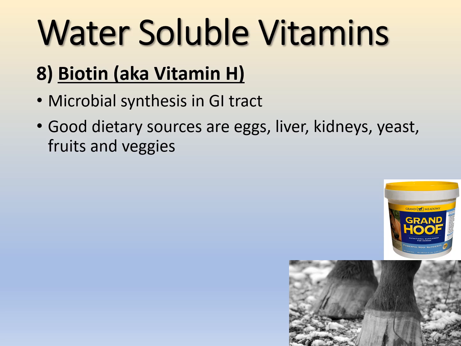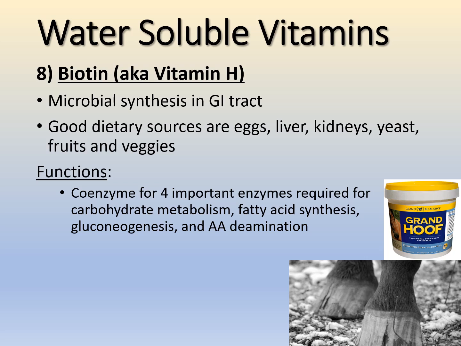So our next vitamin is biotin. Some people call it a B vitamin, some people call it vitamin H. I think the safest is just to call it biotin, right? That's what most people refer to it as. And we do see microbial synthesis of biotin in the GI tract. And we do have some good dietary sources as well. Eggs, liver, kidneys, organ meats, yeast, fruits and veggies. So lots of good dietary sources for biotin.